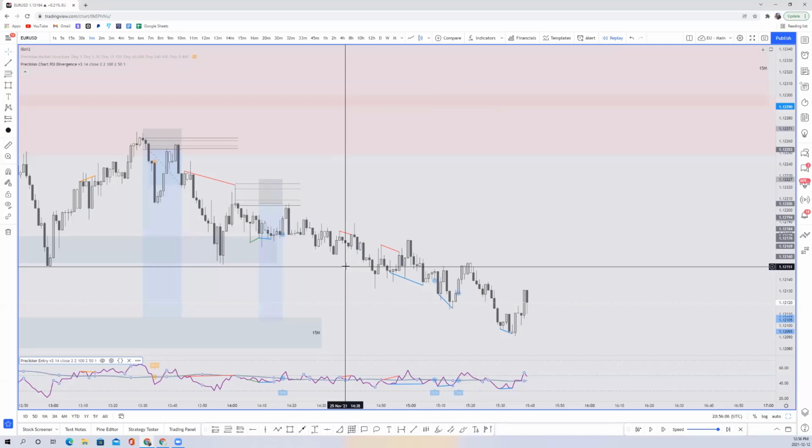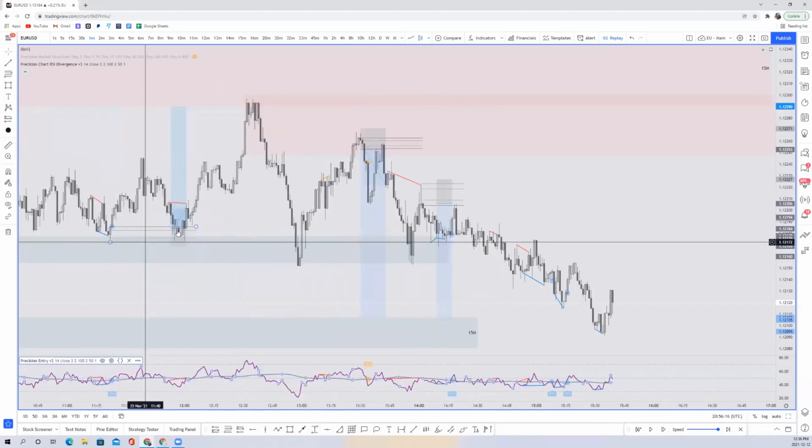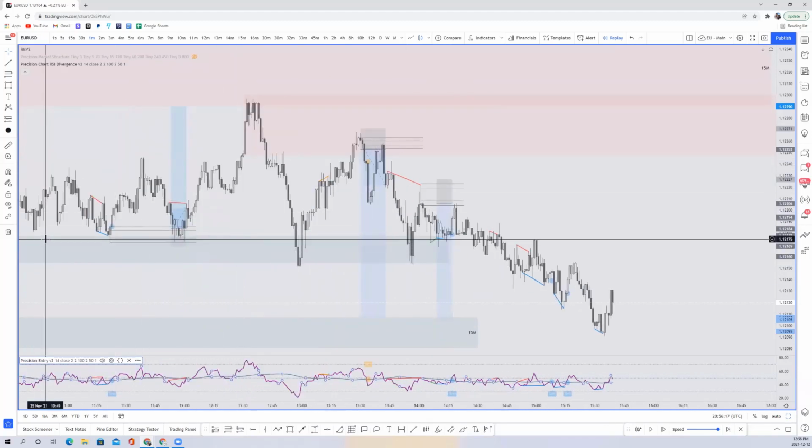I'm going to make a quick video of how to use it, what it is. Like I said, my biggest fear is that people are going to be like, oh my God, there's an orange dot. I'm going to sell. Oh, wow, there's a blue dot. I'm going to buy. And that's not what it is.